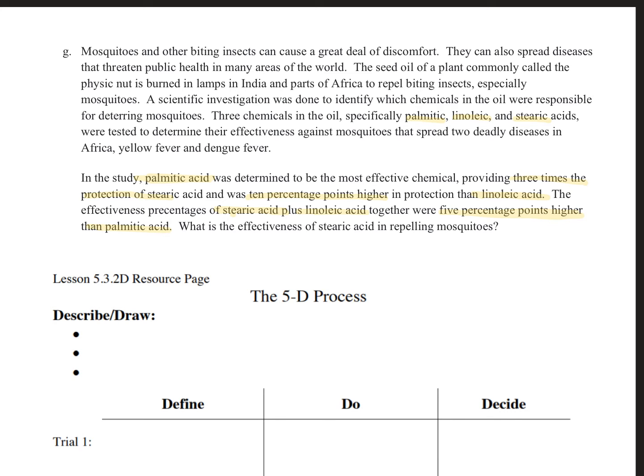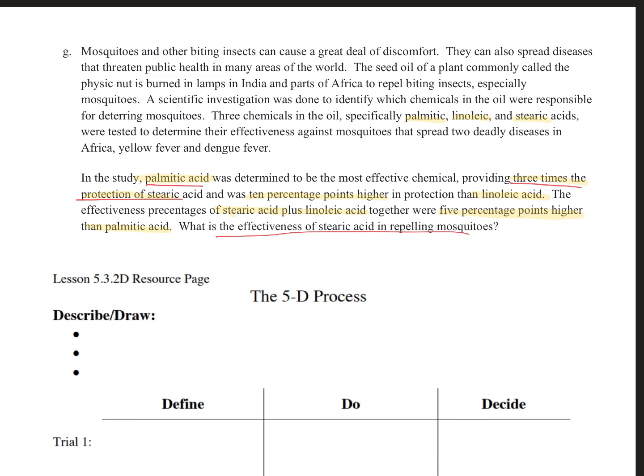All right, so a lot to break down there. Let's take this step by step. The first step of these problems is to determine what the question is actually asking us. So we are trying to determine the effectiveness of stearic acid in repelling mosquitoes. In the first sentence of the second paragraph, it says palmitic acid was the most effective, providing 3 times the protection of stearic acid. So palmitic acid is being compared to stearic acid, and stearic acid should be our starting point.